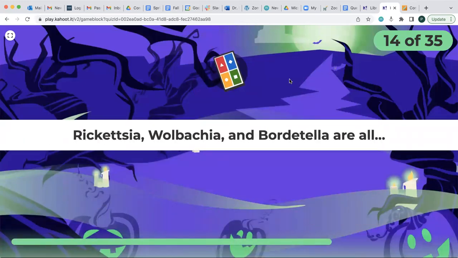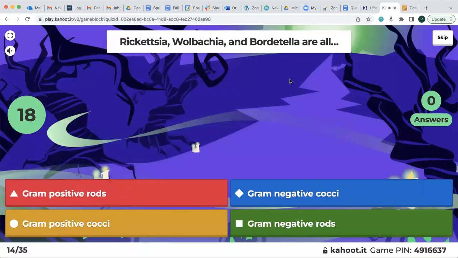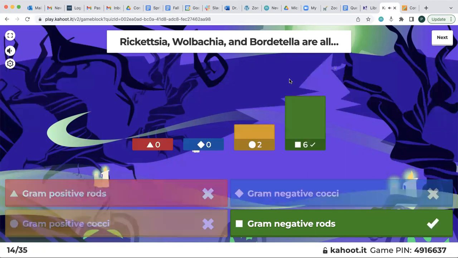All right, on to bacteria. Rickettsia, Wolbachia, and Bordetella are all which? Awesome job, guys. Yep, they are gram-negative rods.